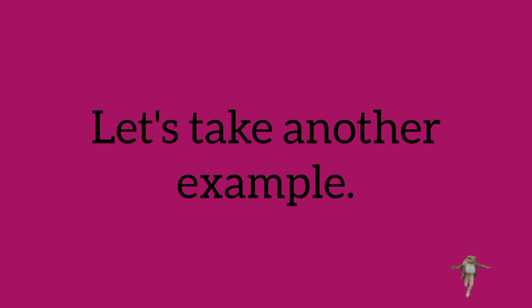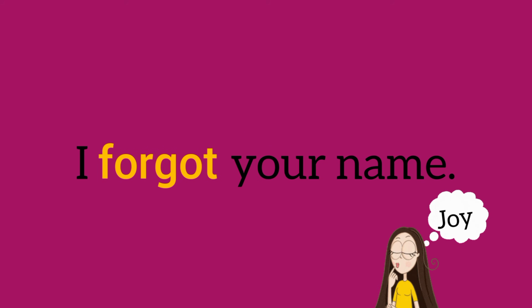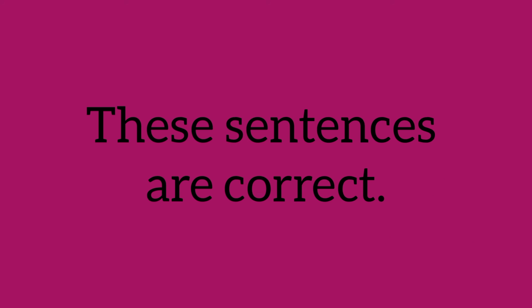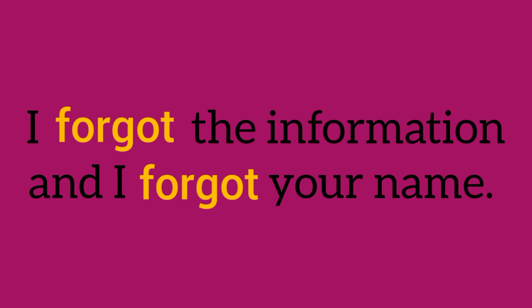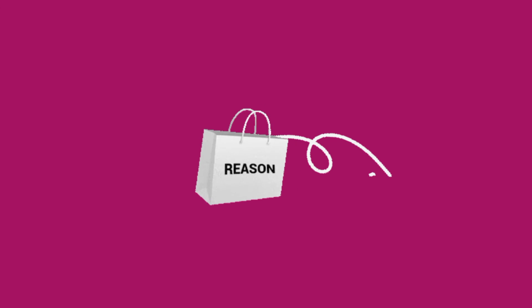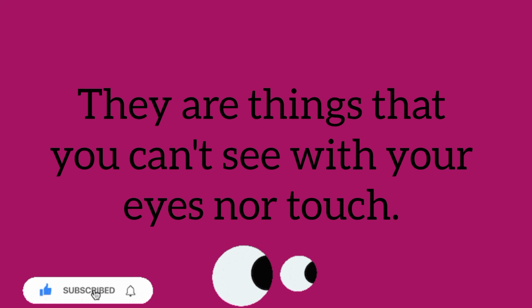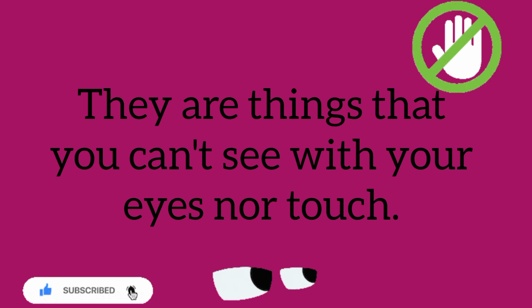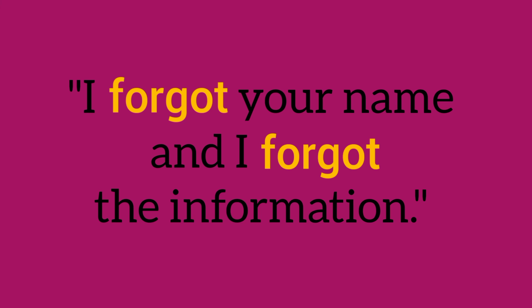Let's take another example. I forgot information. I forgot your name. These sentences are correct. I forgot the information and I forgot your name. The reason is this: name and information are abstract nouns. They are things that you cannot see with your eyes nor touch. Therefore, forget can be used with them. I forgot your name and I forgot the information.